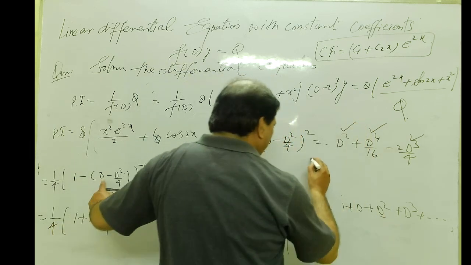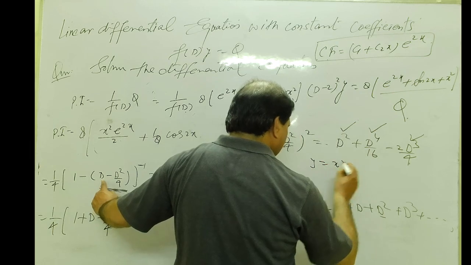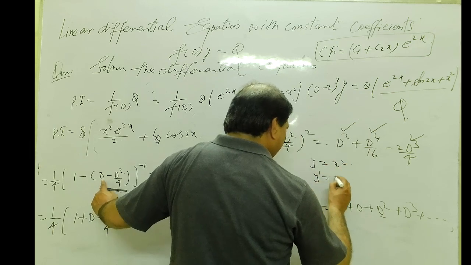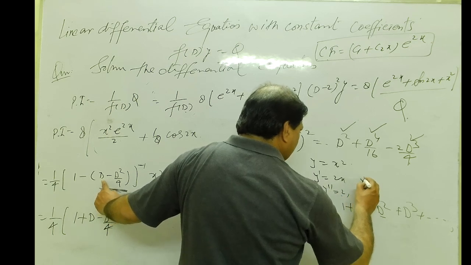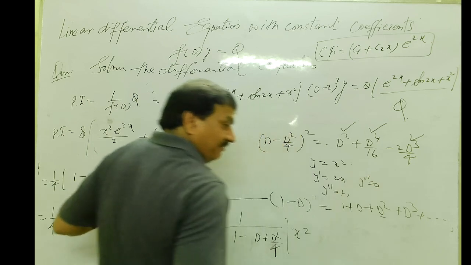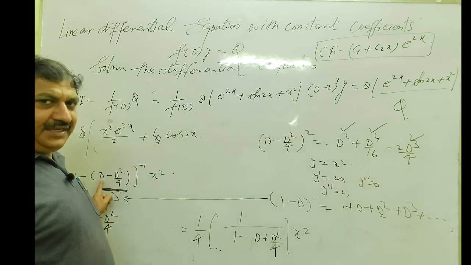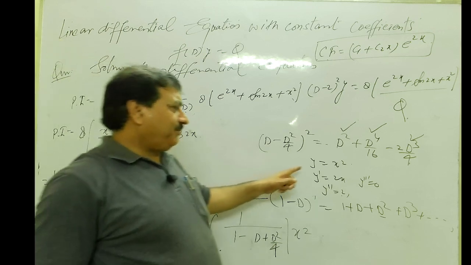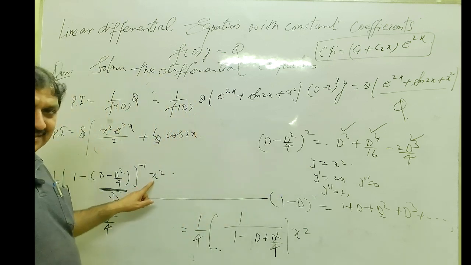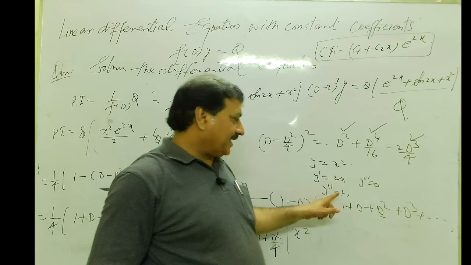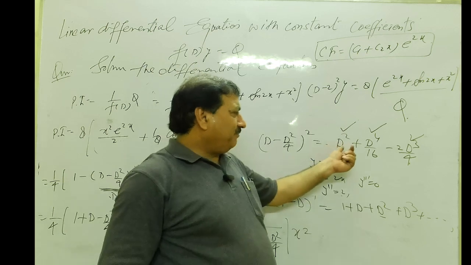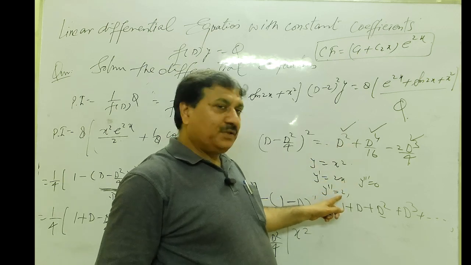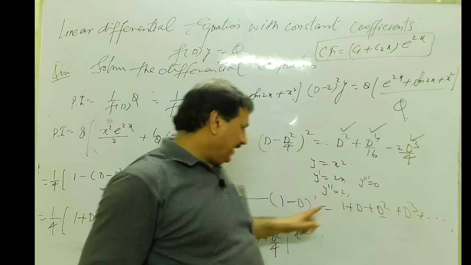Suppose a polynomial is y equal to x square. First derivative is 2x and double derivative is 2. And my dear student, third derivative will be equal to 0. Please check carefully here. In this case, I am saying that the d square value is 2, because d square means second derivative.